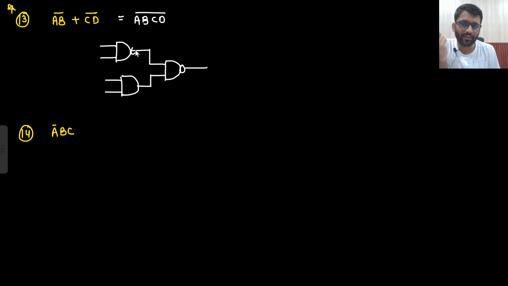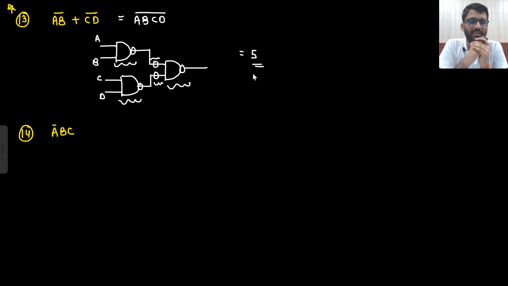What you need? You need this to be ABCD. If I am introducing one inverter here, another inverter I will introduce. If I am introducing one inverter here, another inverter I will introduce. This is already an AND gate. 1, 2, 3, 4, and 5. So the answer is 5.